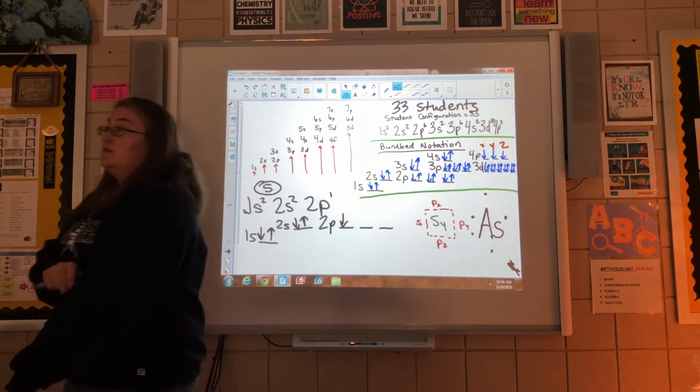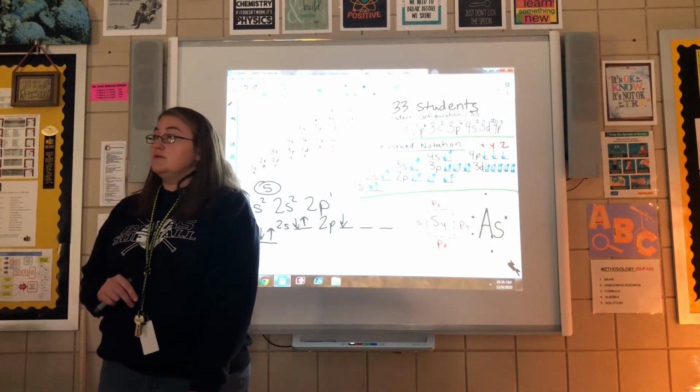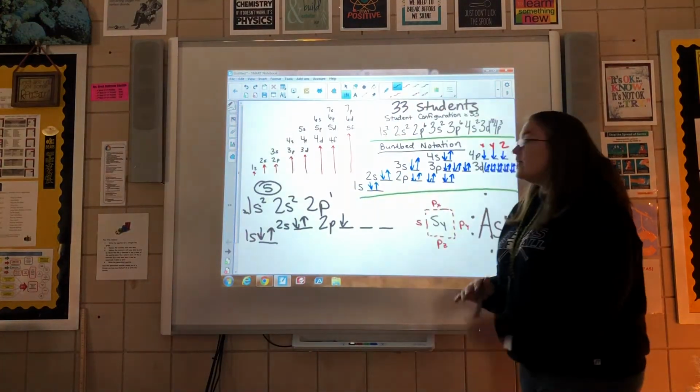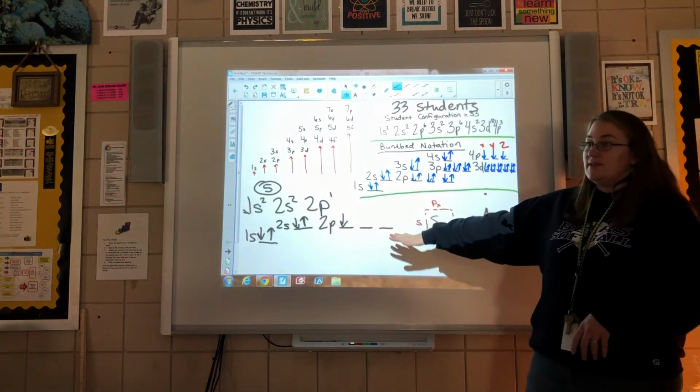Yes? So, if it's only one of the bunks filled in the notation, do we have to put all 3 of them? I would, yes. Go ahead and put all 3 just so you know that, hey, there are empty spaces here to be filled.